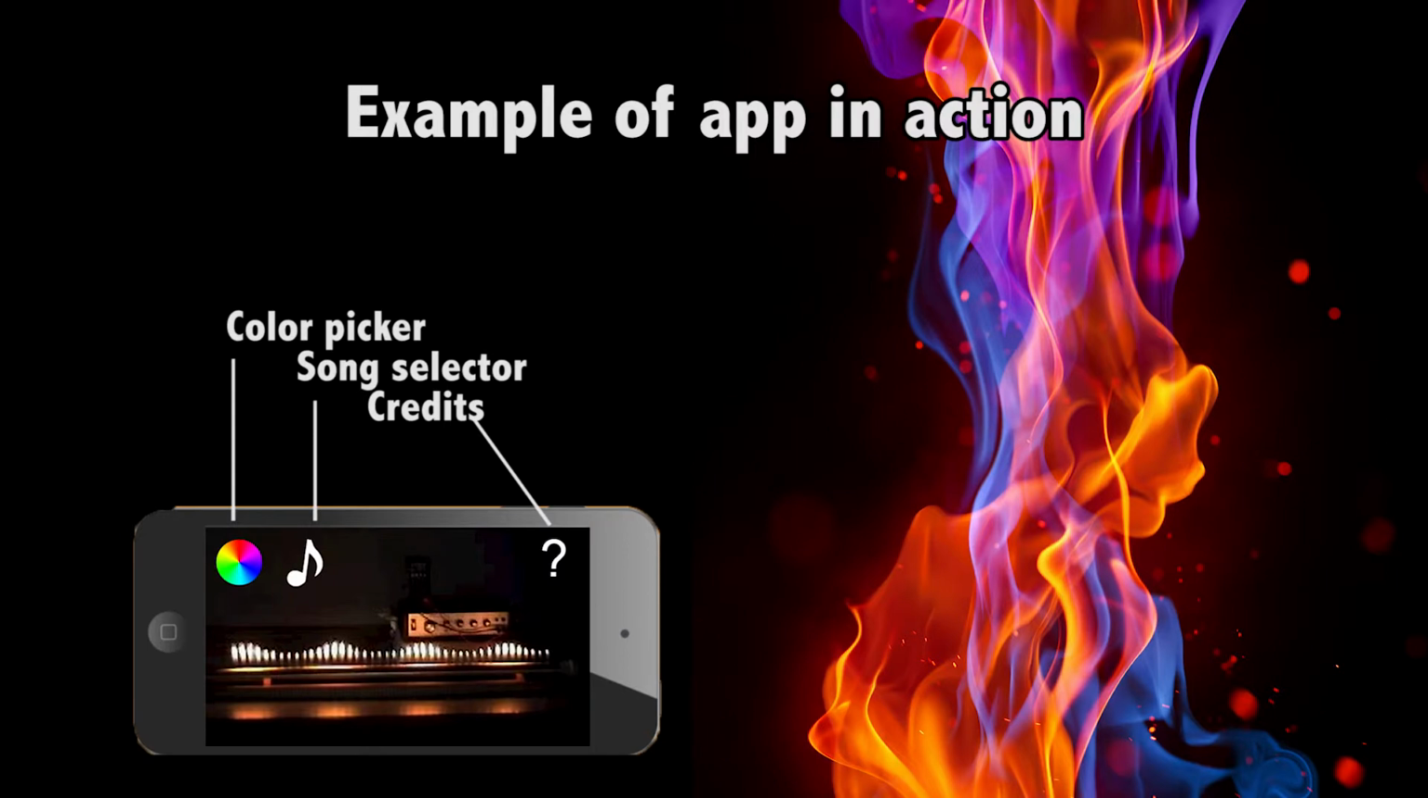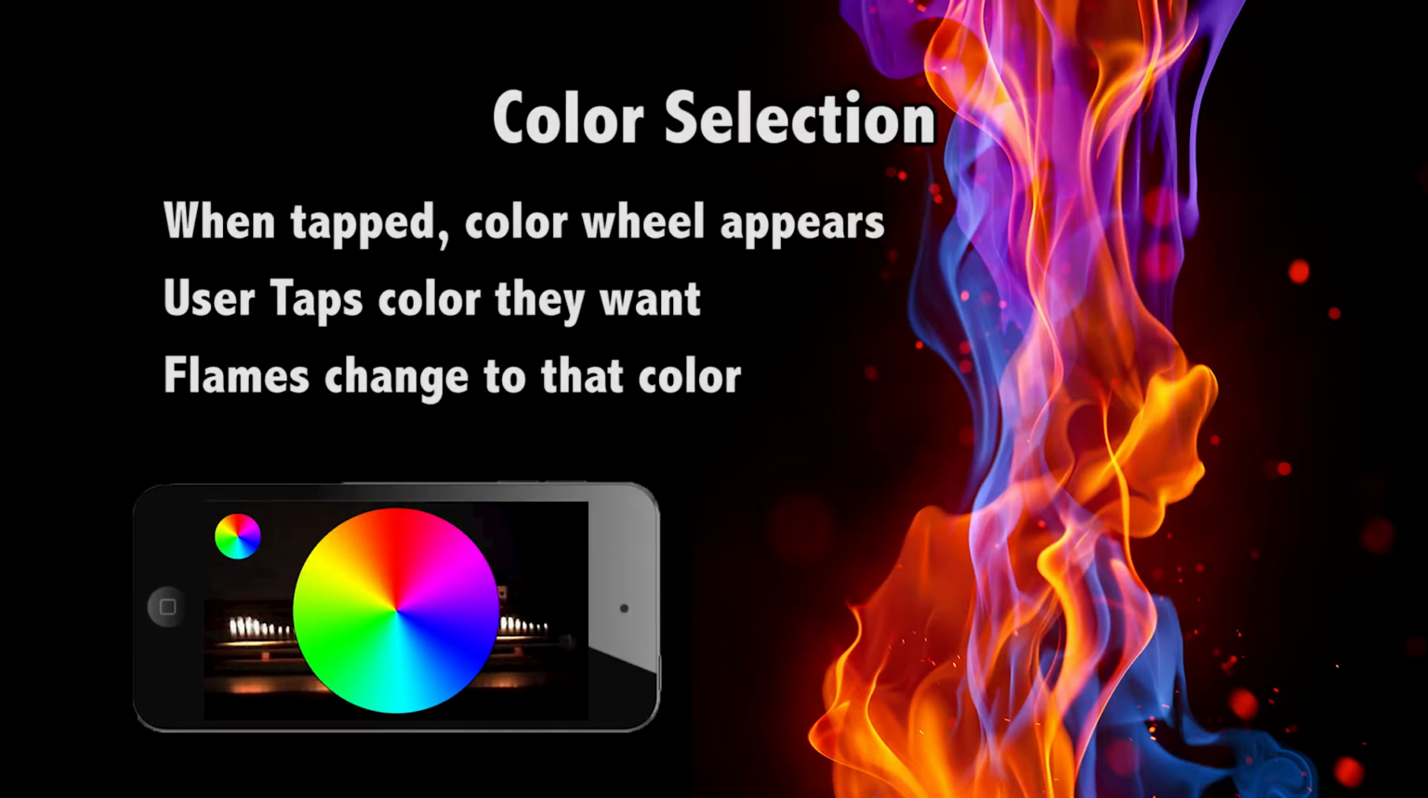You see the Rubens tube across the bottom with the color picker, song selection, and a credits page all in buttons across the top. If you click the color selection button, a color wheel will pop up and you'll be able to choose any color from along that wheel and have that as the base for your flames colors.